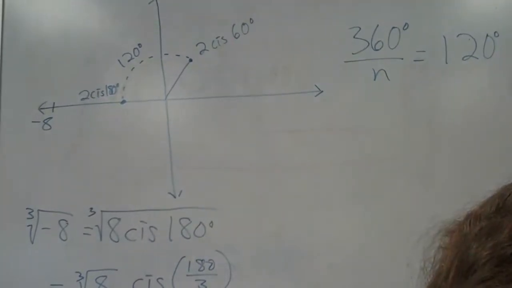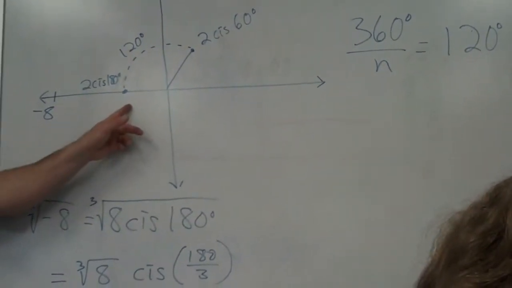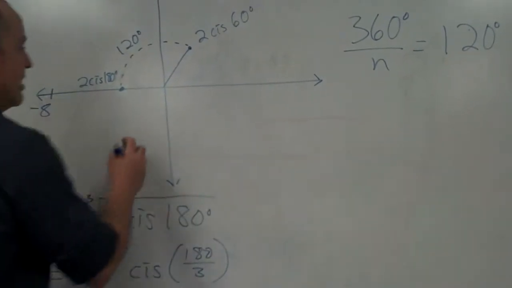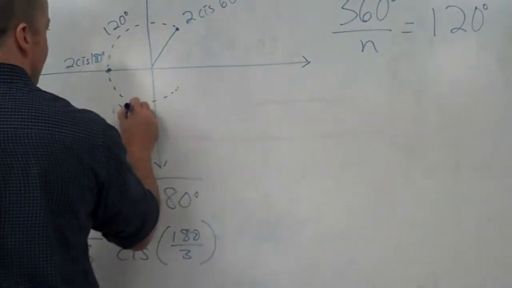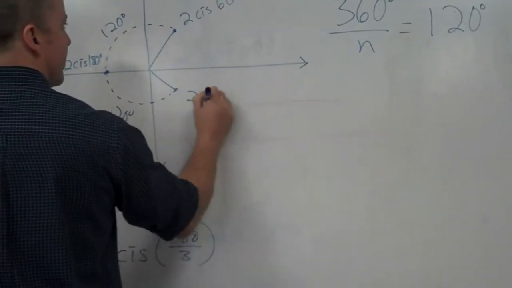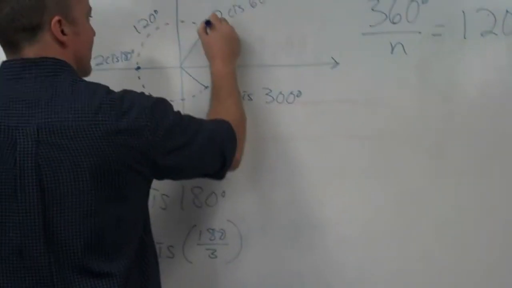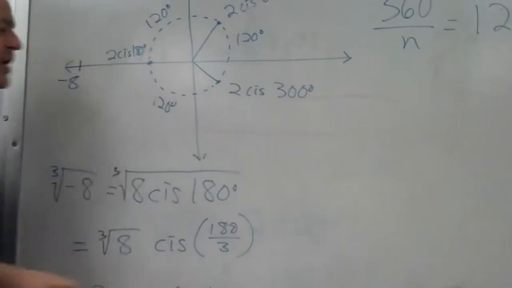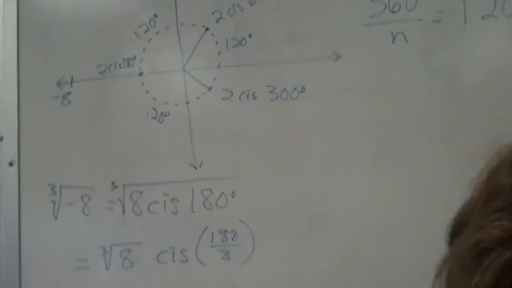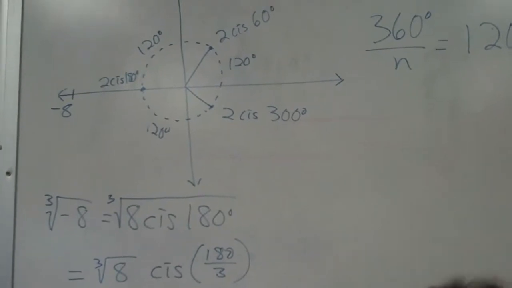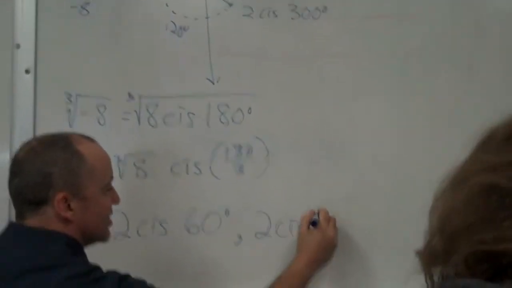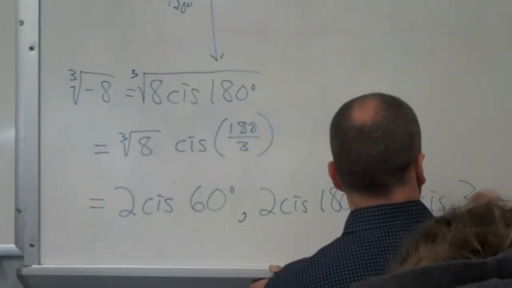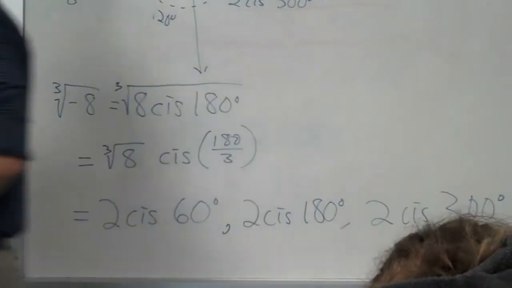We anticipated? Yes. The cube root of -8 we would think would be -2 from our experience with real numbers. After I go another 120 degrees, where do I wind up? 300. So another root is 2 cis 300, and there's 120 degrees between these answers as well. So my three answers are 2 cis 60, 2 cis 180, and lastly, 2 cis 300. I have three answers.